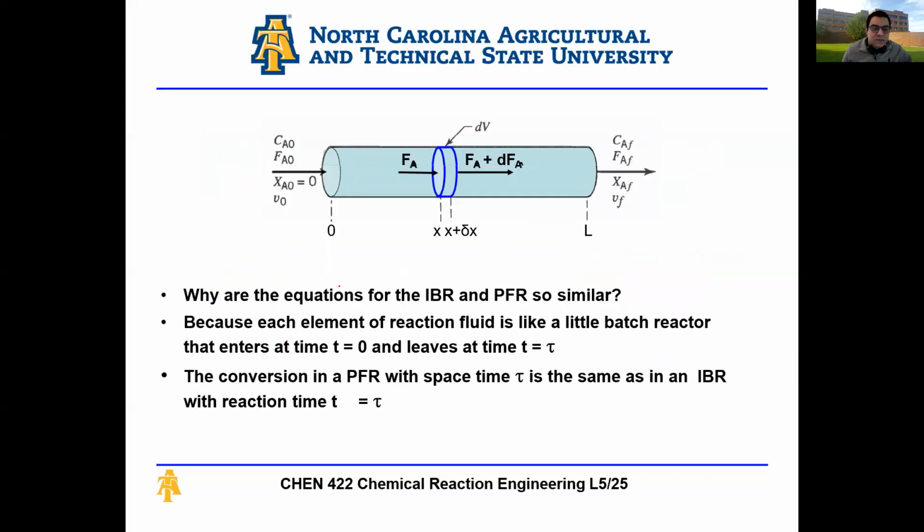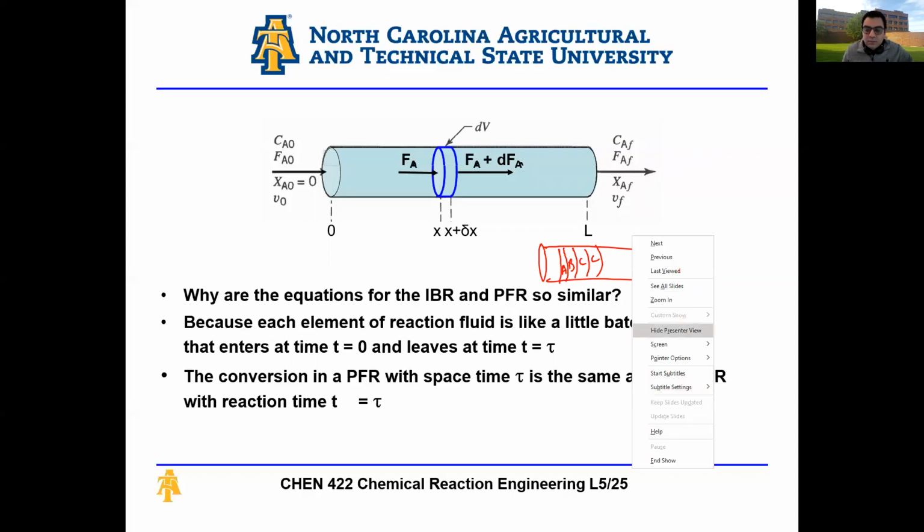The reason is that each element of reaction fluid in a PFR actually behaves as a batch reactor, right? So if you think of a PFR here, which is what we have here, you can think of these as small elements. So A, B, or maybe C, D, or maybe it's better to call them 1, 2, 3, 4, whatever.